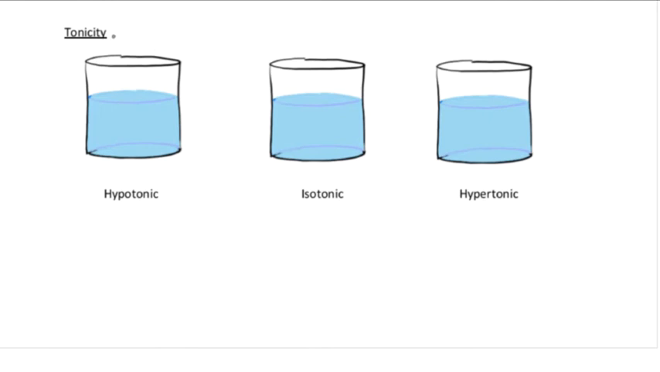So tonicity is a way of describing a solution relative to a cell that we put in it. So we're always describing a solution. And it's really just telling us which way water is going to move. And therefore, we're categorizing a solution into one of three categories: hypotonic, isotonic, or hypertonic. And again, these are categories of which way water is going to move.